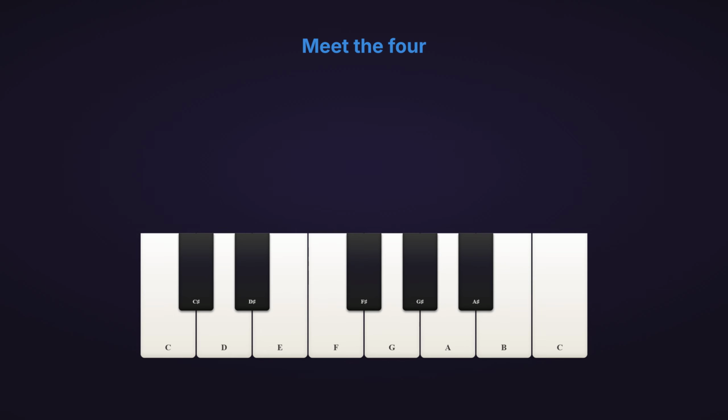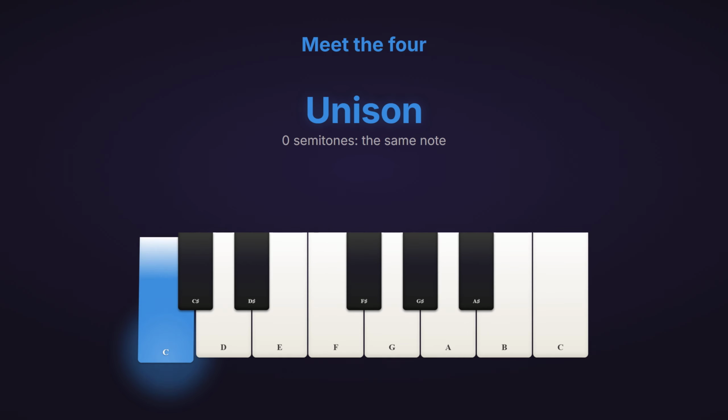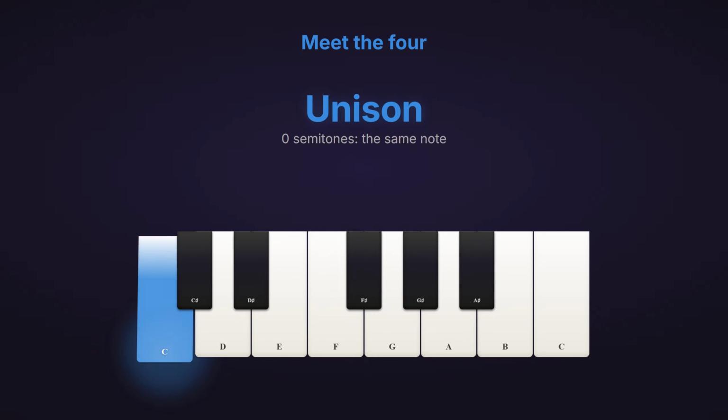So let us meet the four, and play each one in turn from the same starting note, the C in the middle of the keyboard. The first is the unison. Zero distance, the same note twice, a pitch sitting directly on top of itself. Play it and there is nothing at all to clash, because the two notes really are one and the same. It is the most perfect blend there can be, so perfect it almost disappears.